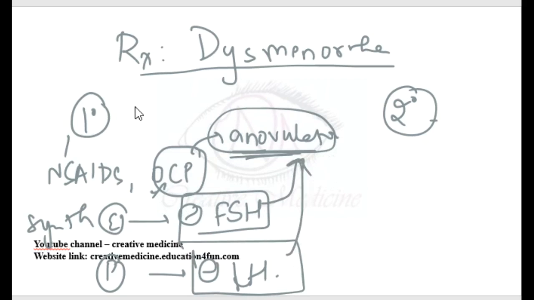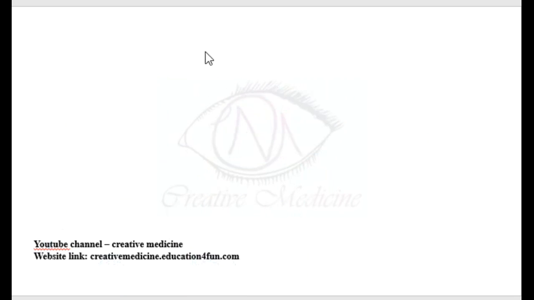Vaginal rings can be given. Levonorgestrel or Mirena makes the cycle anovulatory. Then the treatment of secondary dysmenorrhea. In secondary dysmenorrhea, treat the cause of dysmenorrhea first.